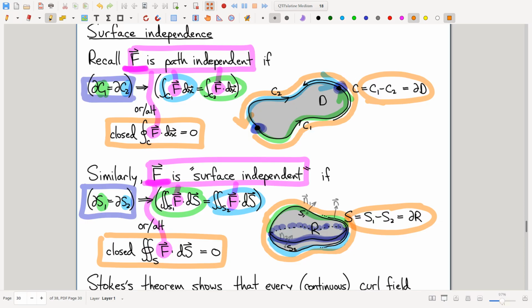Again, totally analogous to up here, if you think about it. C1 and C2 both go the same direction in the sense that they have the same boundary starting point and the same boundary ending point. But notice C1 is counterclockwise, and C2 is clockwise.